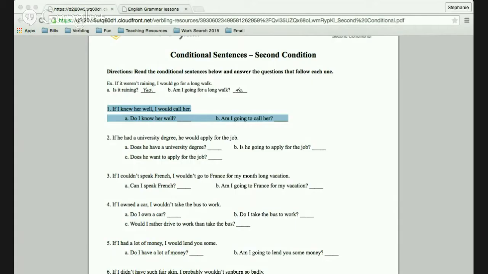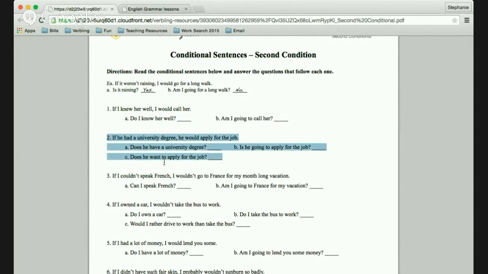Yeah, that's okay. If I knew her well, I would call her. Do I know her well? No. And am I going to call her? No. I would call her. Perfect, perfect. Yep, so you don't know her, and you're not going to call her. But if you did know her, then you would call her. But you don't. Perfect. Great. Thank you for going first with this one.